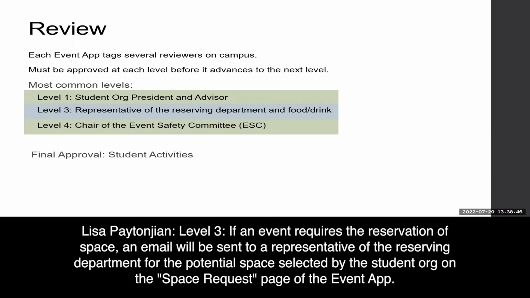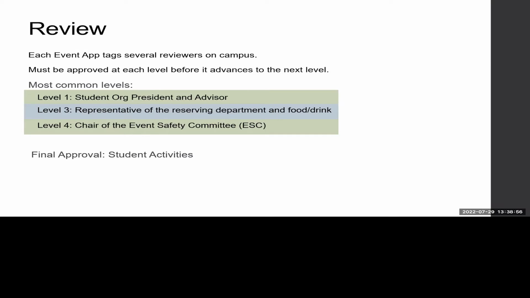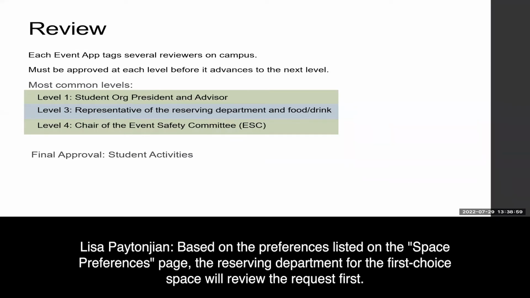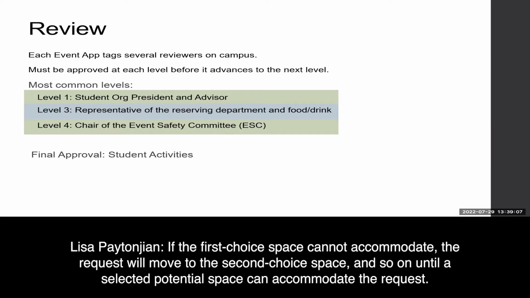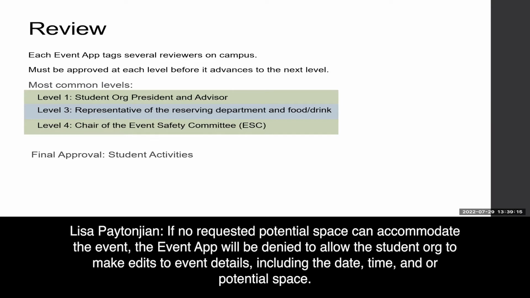Level 3. If an event requires the reservation of space, an email will be sent to a representative of the reserving department for the potential space selected by the student org on the space request page of the event app. Based on the preferences listed on the space preferences page, the reserving department for the first choice space will review the request first. If the first choice space cannot accommodate, the request will move to the second choice space, and so on until a selected potential space can accommodate the request. If no requested potential space can accommodate, the event app will be denied to allow the student org to make edits to event details, including the date, time, and/or potential space.